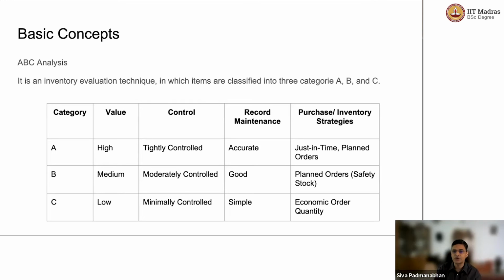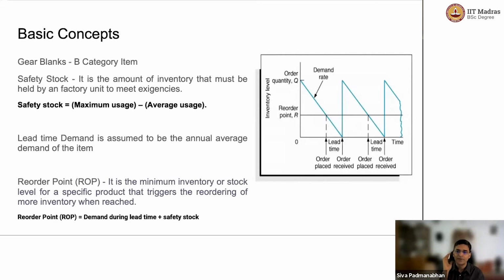Now, here we are going to use this concept of safety stock and lead time demand to order the blanks, because the blanks are definitely valuable, and we need to make sure that we don't over order, which means we end up with too many blanks and stuck money and stuck capital, and we don't under order, because if we under order, that means we will not have enough blanks to actually make the gears that we want to make. So the concept here is that gear blanks are considered as a B category, and we want to use this concept of safety stock in here.